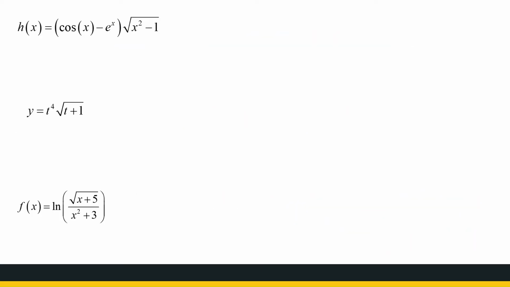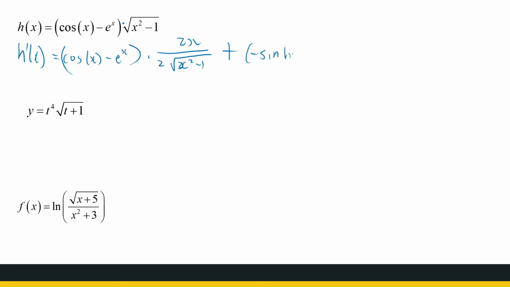The next three, here we go, get ready. This first function is the product of two functions, so I'm using the product rule. So I've got the first times the derivative of the second. The derivative of the root of a function is 1 over 2 times the root of that function, times the derivative of the function, which is 2x, plus the derivative of the first part, so we've got minus sine x minus e to the power x, times the second, the root of x squared minus 1.